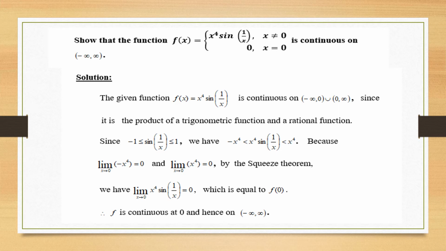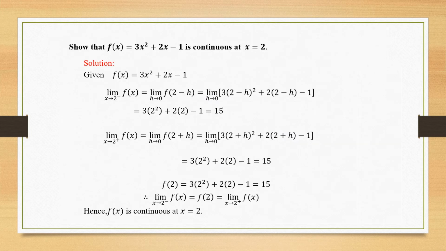And when I substitute limit x tends to 0, x power 4 is also equal to 0 by the squeeze theorem. By the squeeze theorem, we say that this is g of x and this is h of x, right? When g of x tends to 0 and h of x tends to 0, what can you say? You can say the stuffing, or the middle function h of x, will also tend to 0, which is equal to f of 0. Therefore, f of x is continuous at 0 and hence on interval minus infinity to infinity. Hope you understood this problem.